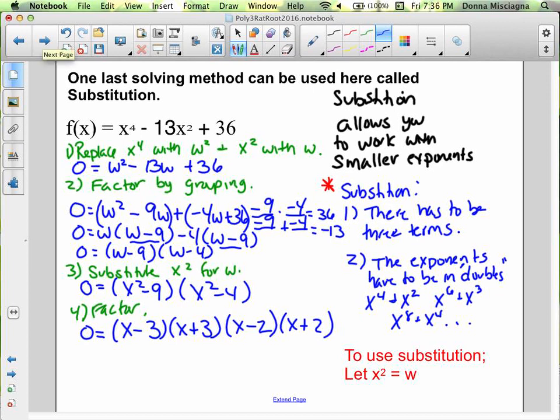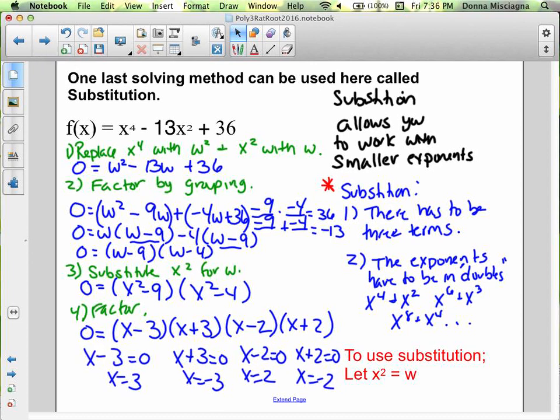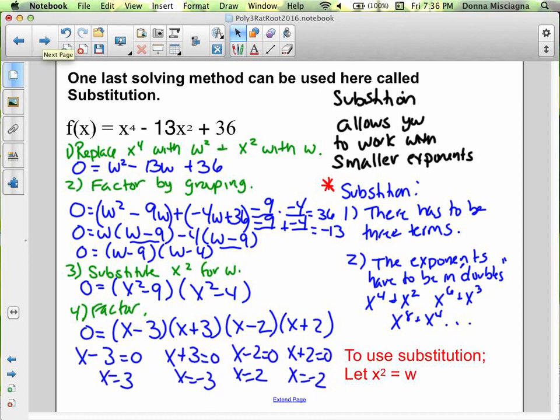And now you can set all those equal to 0. X minus 3 equals 0, x is 3. X plus 3 is 0, x is negative 3. X minus 2 is 0, x equals 2. X plus 2 equals 0, x equals negative 2. All right? So really a pretty quick solving technique. We did that pretty quick, and that's with me talking. And we can check back and see if we got the same answers as we did before.